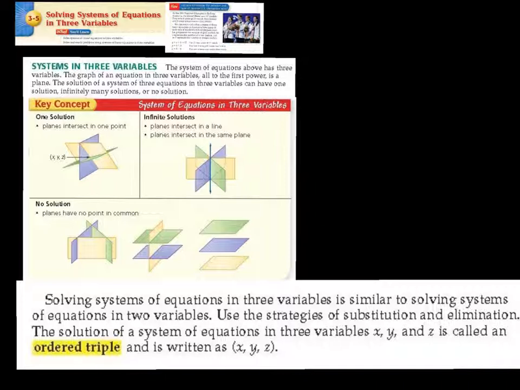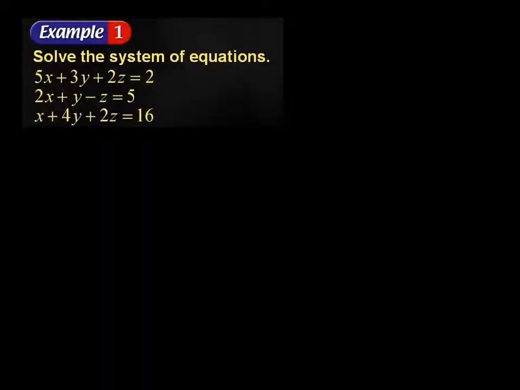Solving systems of equations in 3 variables is similar to solving systems of equations in 2 variables. Use the strategies of substitution and elimination. The solution of a system of equations in 3 variables, x, y, and z, is called an ordered triple and is written as (x, y, z).